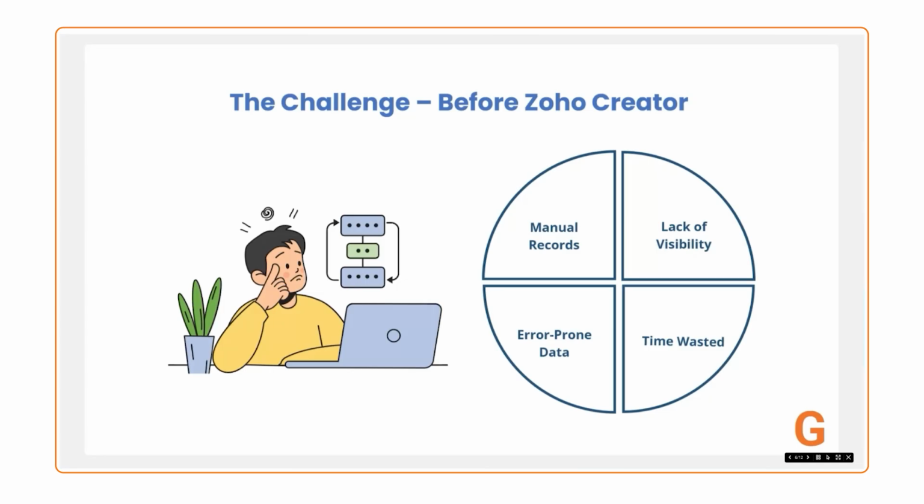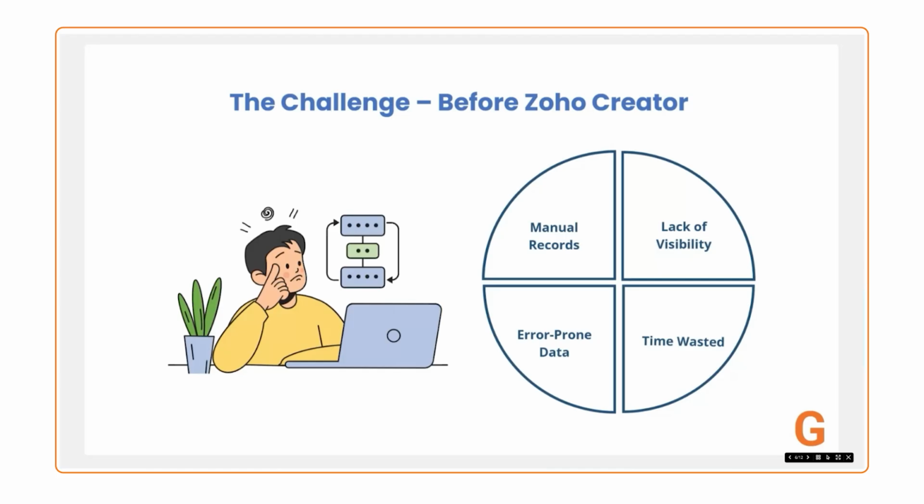Then, of course, lack of visibility. There were no real-time updates, no clear picture of the current stock levels. You don't know what the current stock scenario is, whether you need to reorder, whether there is no stock available. There was nothing that was visually available. They had to dive through multiple data.